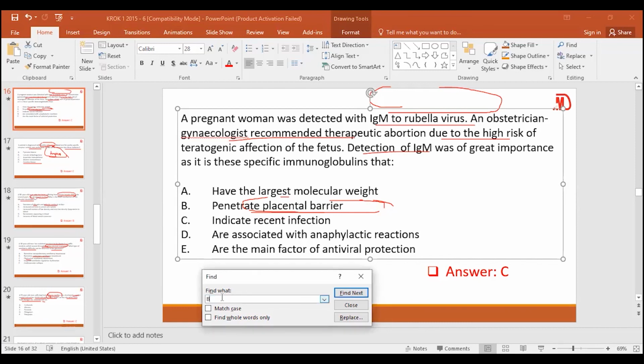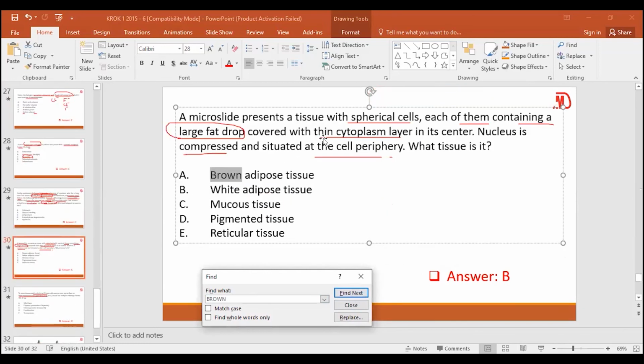You're welcome. So over here, you said that the nucleus is compressed. That means it is quite small and found in the periphery. So in the question, they said the nucleus is found in the center and it is big. Please, your answer is what? Your answer will be brown. But in this case, our answer will be white.